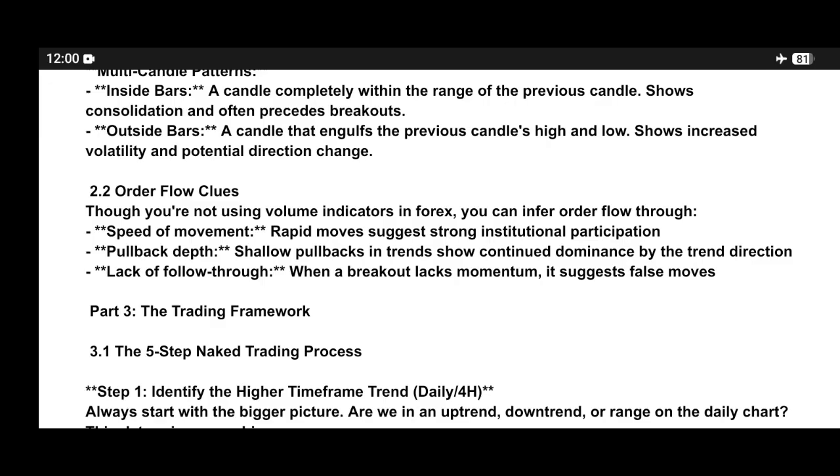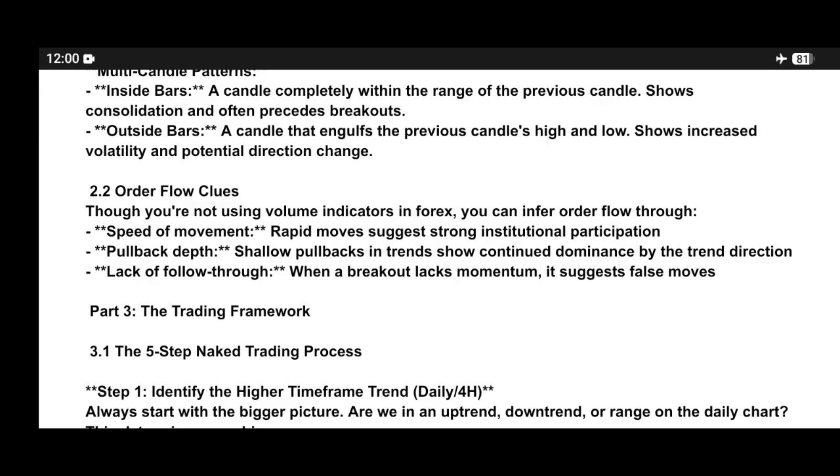Then pullback depth. A shallow pullback in a trend shows continued dominance by the trend direction. Number 3, lack of follow through. When a breakout lacks momentum, it suggests false moves.